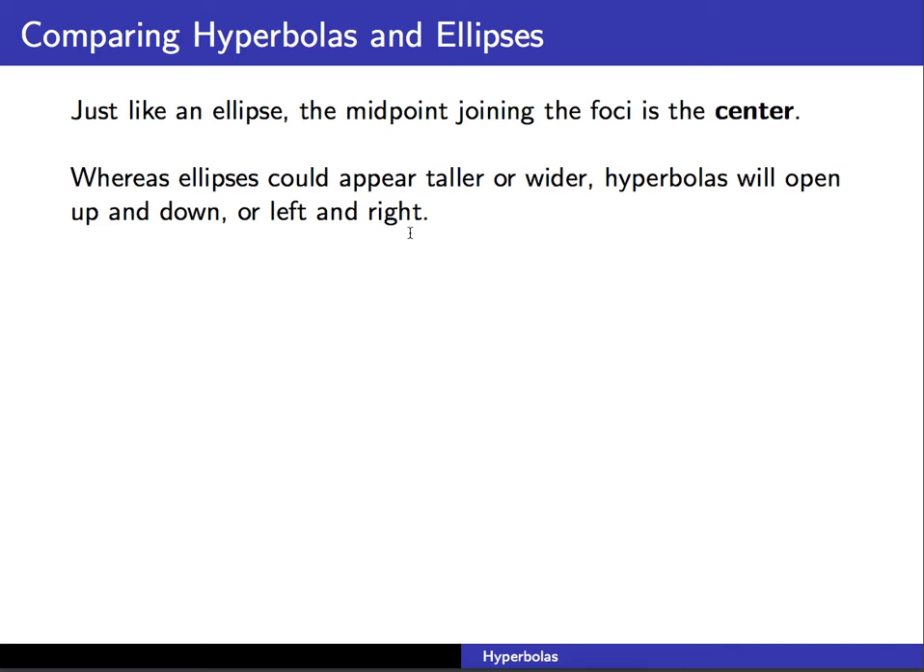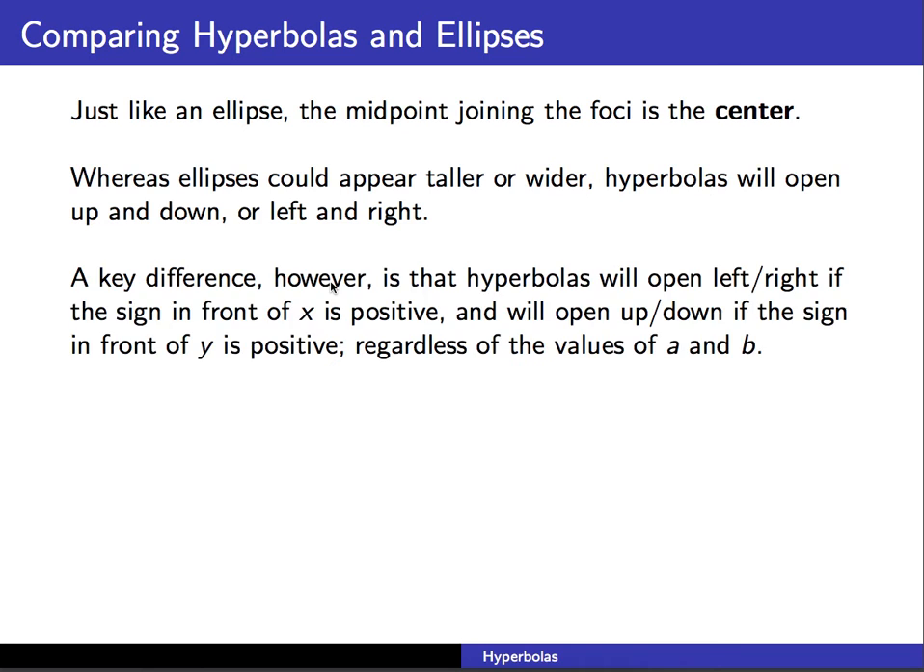And whereas ellipses could appear tall or wide based on which denominator is larger under what variable, hyperbolas are either going to open up and down like it did in the introduction slide, or open left and right. So a tall ellipse is akin to a hyperbola that opens up and down, and a wide ellipse is akin to a hyperbola that opens left and right. Now, there are going to be some subtle changes in this section compared to ellipses, but a lot of the things are going to be the same, with just a few minor changes.